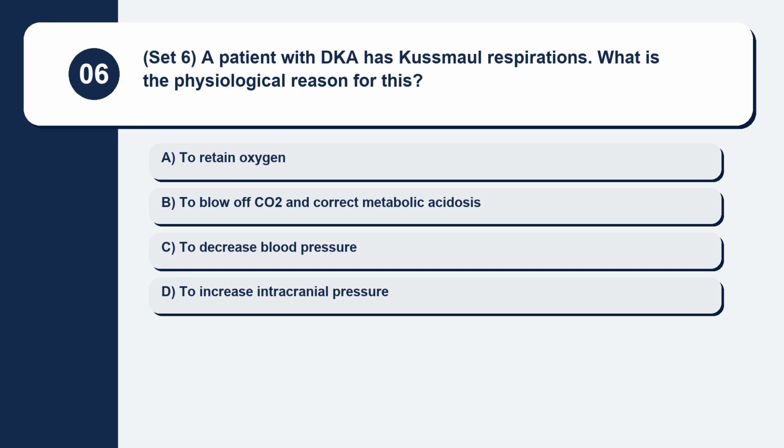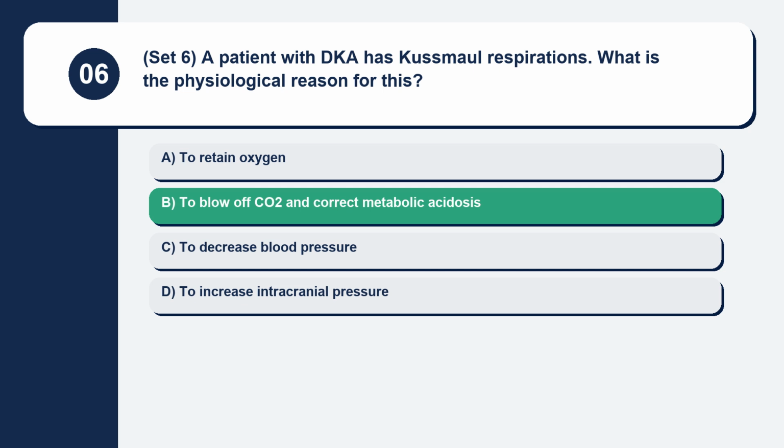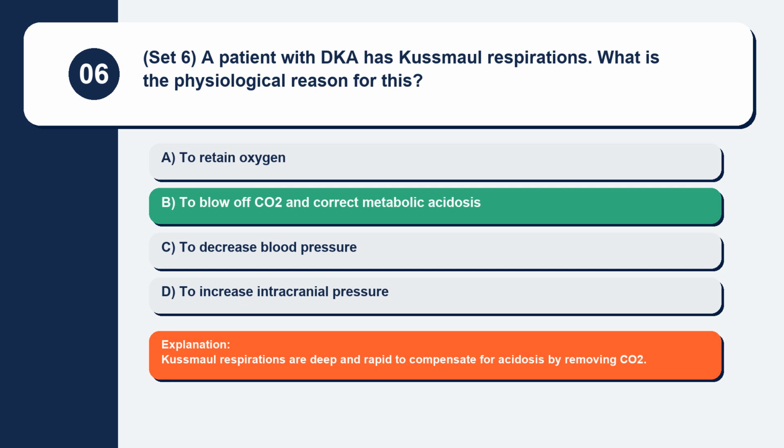Question 6. Set 6. A patient with DKA has Kussmaul respirations. What is the physiological reason for this? To retain oxygen, to blow off CO2 and correct metabolic acidosis, to decrease blood pressure, to increase intracranial pressure. Kussmaul respirations are deep and rapid to compensate for acidosis by removing CO2.